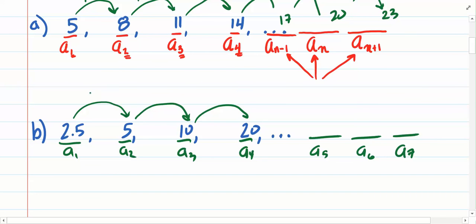Well, we are multiplying by 2 each time. We're multiplying by 2, multiplying by 2. So the next term in the sequence would have to be 40. Then we multiply by 2 and we get 80. Multiply by 2 and we get 160.